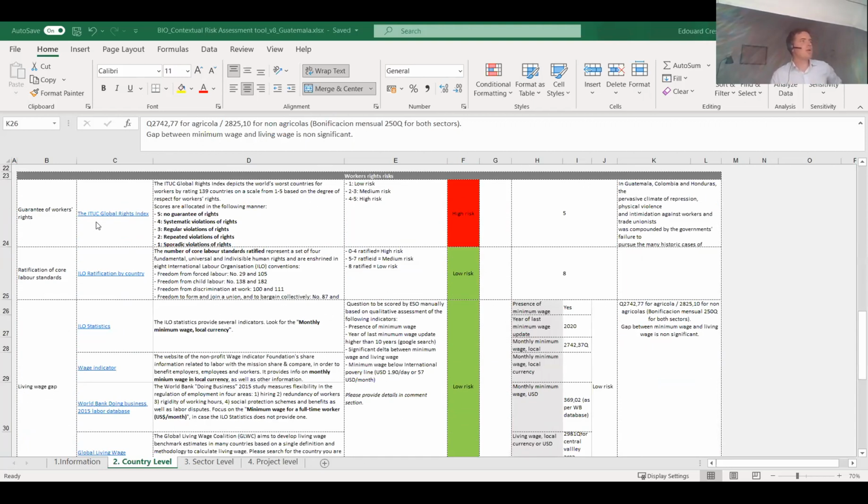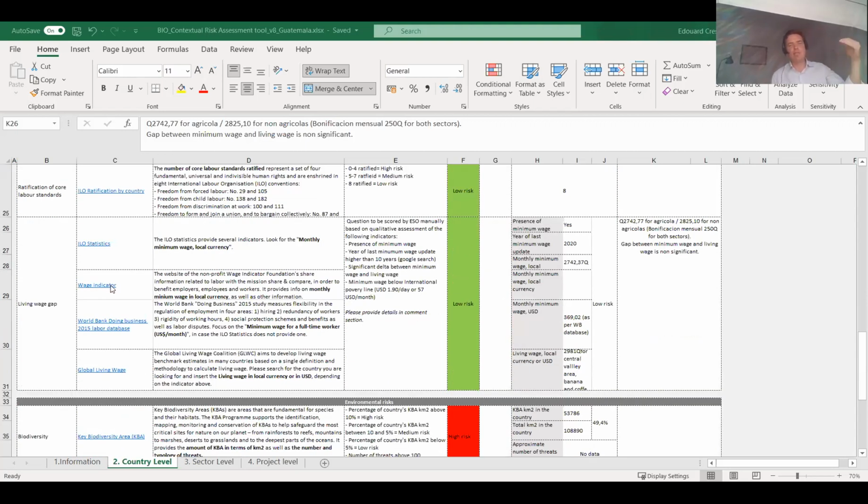So there is the ITUC Global Rights Index, which provides a ranking of whether you are in a country with no guarantee of workers' rights at all or systemic violations and so forth. We look as well at the ratification of the ILO core labor standards, and then we look at the minimum wage. Is there a minimum wage at the country level? To what level is it compared to the World Bank poverty threshold, and to the poverty threshold of the country, if there is one, and to the living wage, if one was assessed.